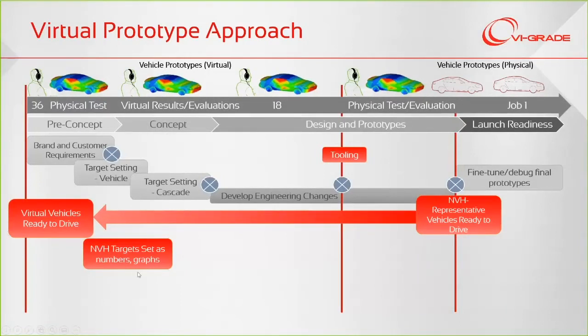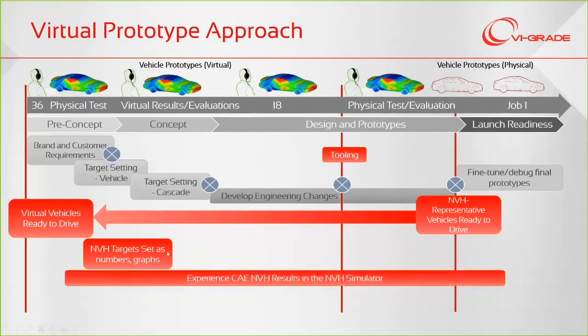Then you're going to set targets. You're still going to set targets with numbers and plots and graphs, lines on a graph, but now you can listen to them. You can listen to what those targets are going to sound like and know what your vehicle will sound like if you achieve those targets. So you can get agreement on those targets very early on and get sign off on the targets right away.